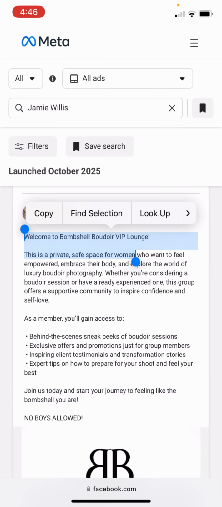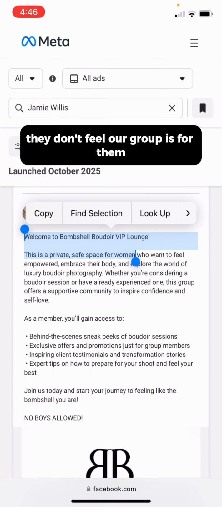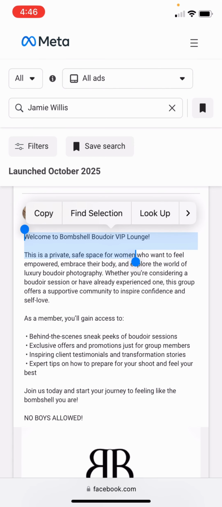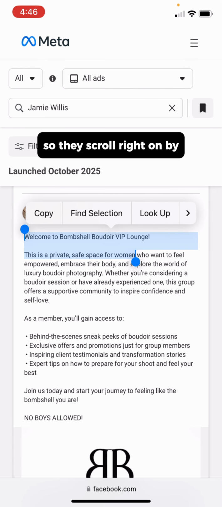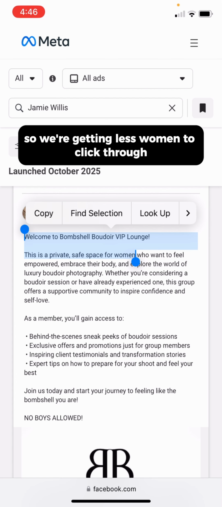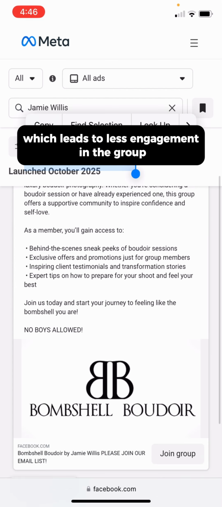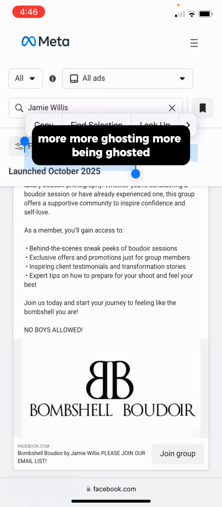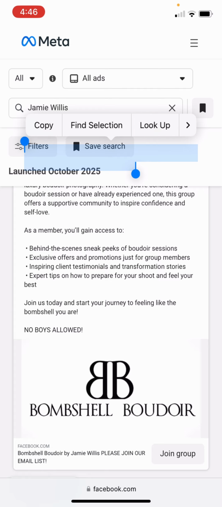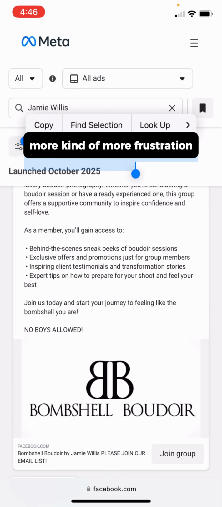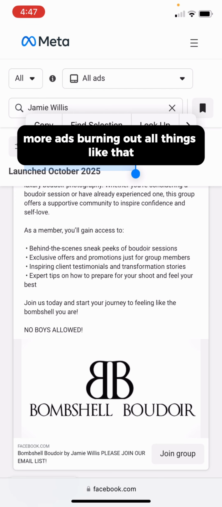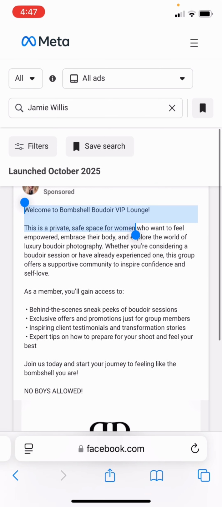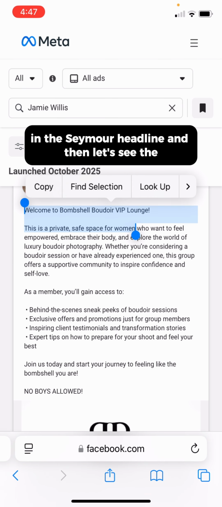So we're missing the negative. Women going through a negative experience, they don't feel our group is for them. And so they scroll right on by. So we're getting fewer women to click through, fewer women to join the group, which leads to less engagement in the group, less qualified conversations when they DM you in the group, fewer call bookings, more ghosting, more being ghosted, more frustration. Wonder if you should keep running these ads, more ads burning out, all things like that. So it's the second specific attribute in the See More headline.